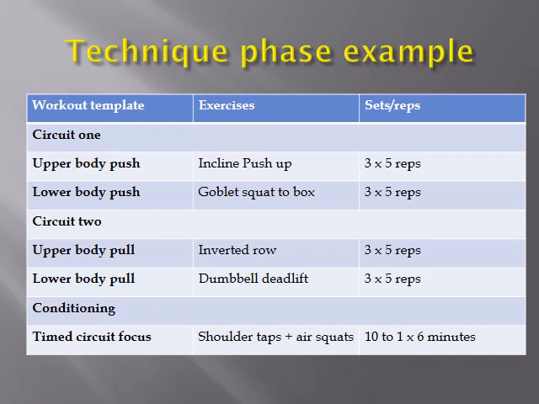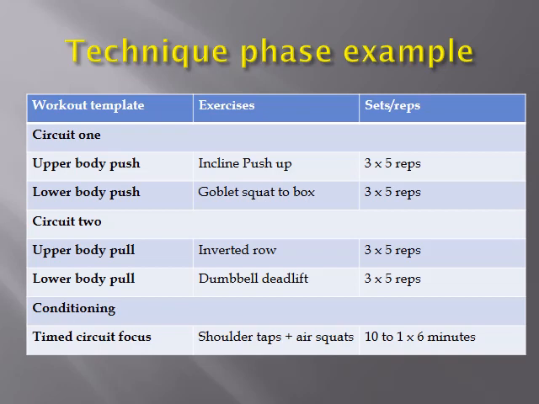Beginning with our technique phase, we want to give our user a basic idea of how each phase functions. With the technique phase, you'll notice that everything is 3 sets of 5. We're looking at 2 circuits of basic body weight exercises. We're assuming that this is a beginner. If this is a more experienced client, it could be a bench press, it could be a front squat, whatever it may be.